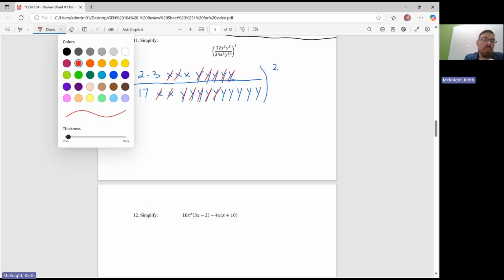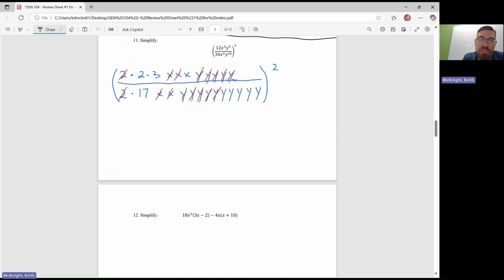So what we'll do now is rewrite our fraction inside the parentheses to see what we have. So this is going to turn into 2 times 3 on the top, which is a 6. And then we only have an x left. So we have a 6x over 17. And then we have y, y, y, y, and y. So that's 5 y's. So we're going to have y to the 5th.